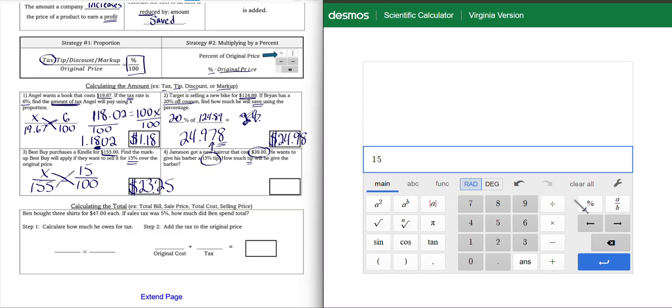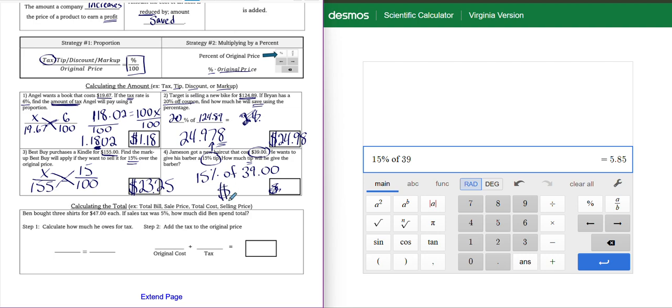I'm going to type 15%. Actually, let's set it up here. 15% of $39. 15% of 39 equals $5.85. So Jameson is going to tip $5.85 here.